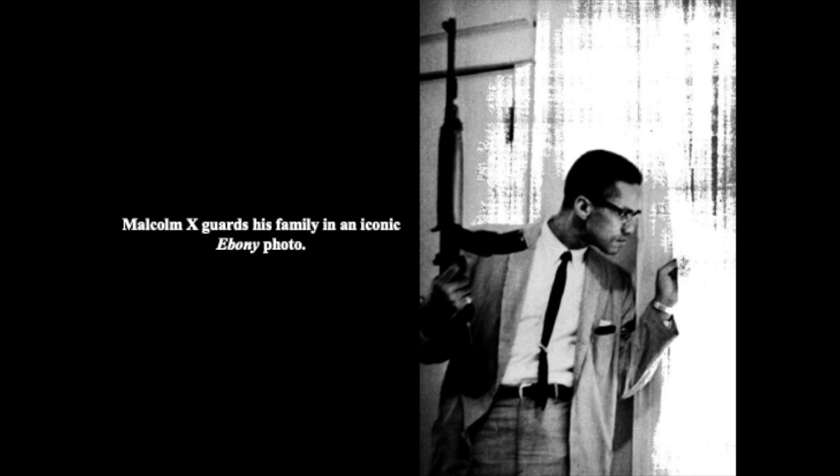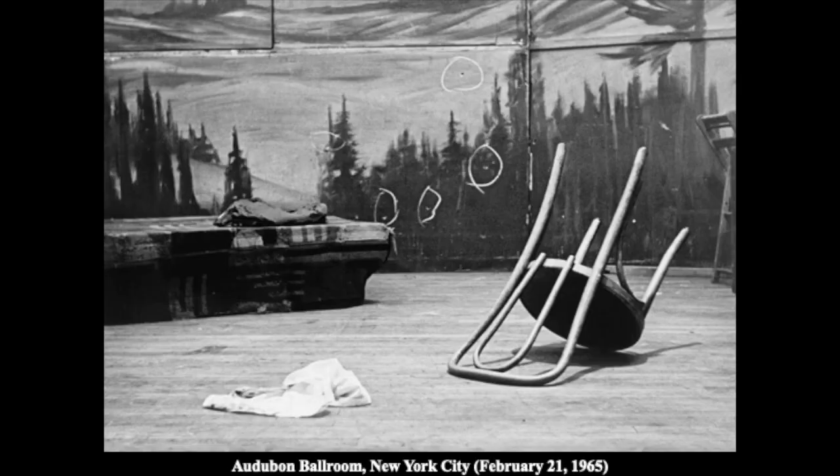Malcolm X's very public quarrel with the Nation of Islam led to several death threats being issued against him. This famous photo was printed in the black magazine Ebony, portraying Malcolm armed and protecting his family against would-be assassins dispatched by the Nation of Islam.